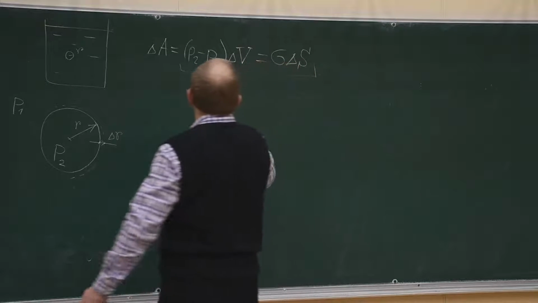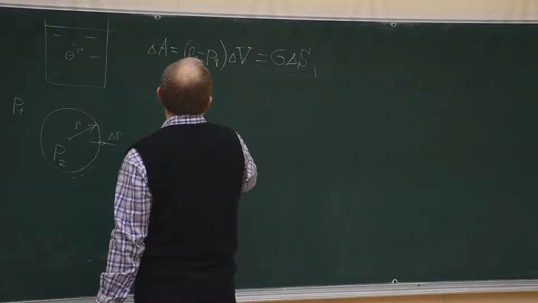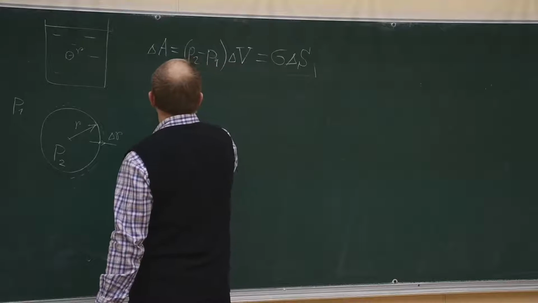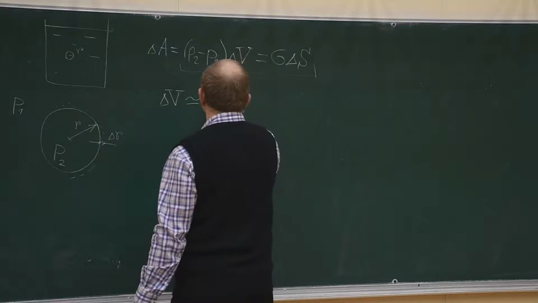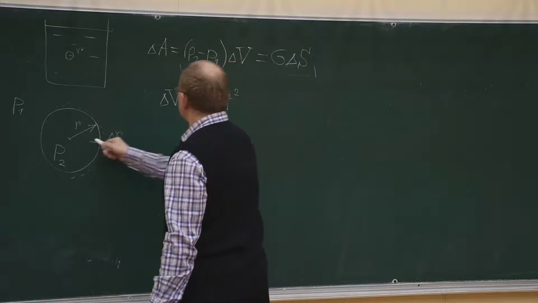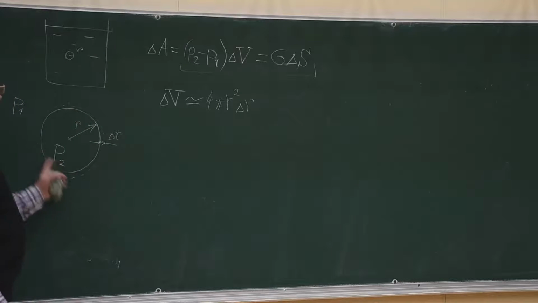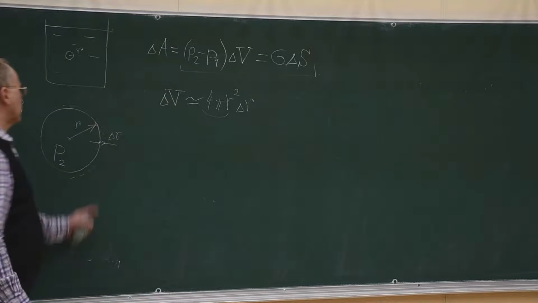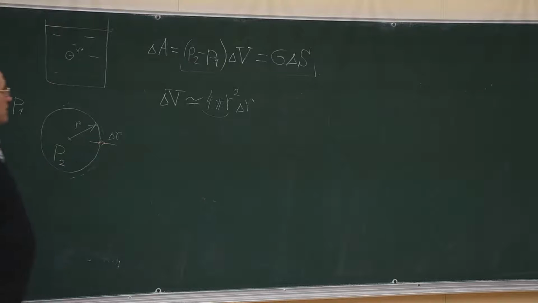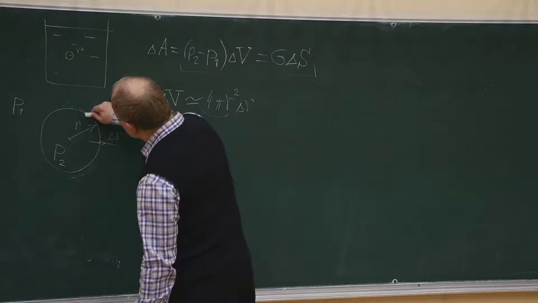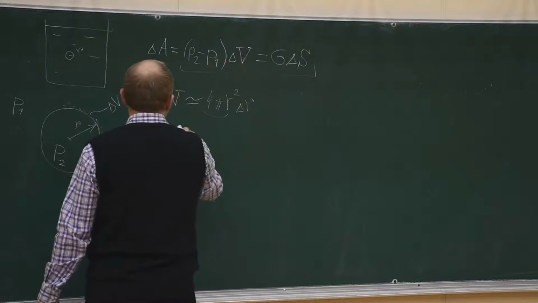We just have to carry out calculations of every physical quantity contained in this formula. First of all, delta V. The volume change, delta V, can be approximately calculated as the area of the sphere surface, which is 4 pi R squared, times the thickness of this thin layer, delta R. That will be the change in volume. And also we need to assess the change in the surface area.